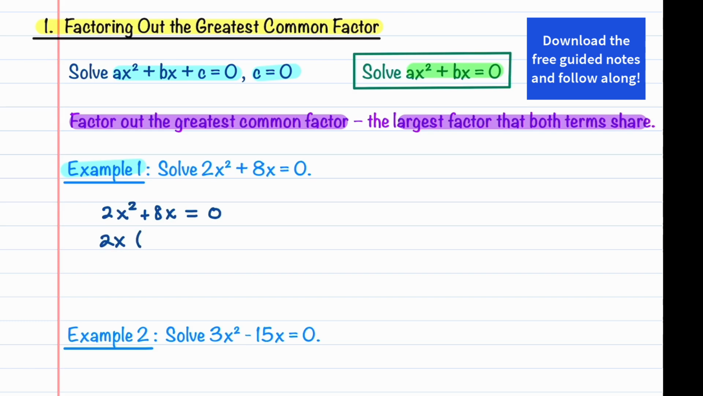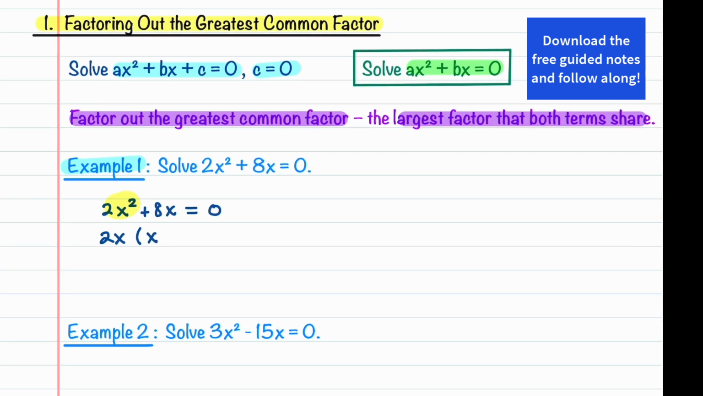And then we're going to put a parenthesis, and then we have to see what's left over. So we're going to look at the 2x squared, we're going to take out a 2x, and we have an x left over. And then we're going to look at the 8x. After we pull out a 2x, we're going to have a 4 left over. So we have a plus 4.